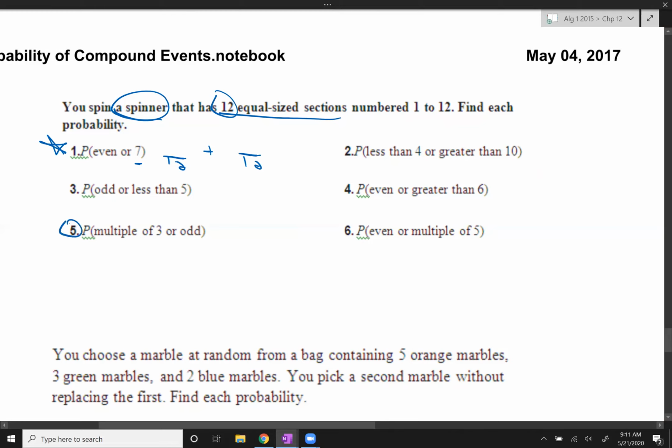All right, let's go with multiple of 3 or an odd. So out of 12, how many are multiples of 3 or odds? Are any multiples of 3 odd? I think so. So I'm going to give you this part here as well and let you know that we need to make sure that we subtract something out here.